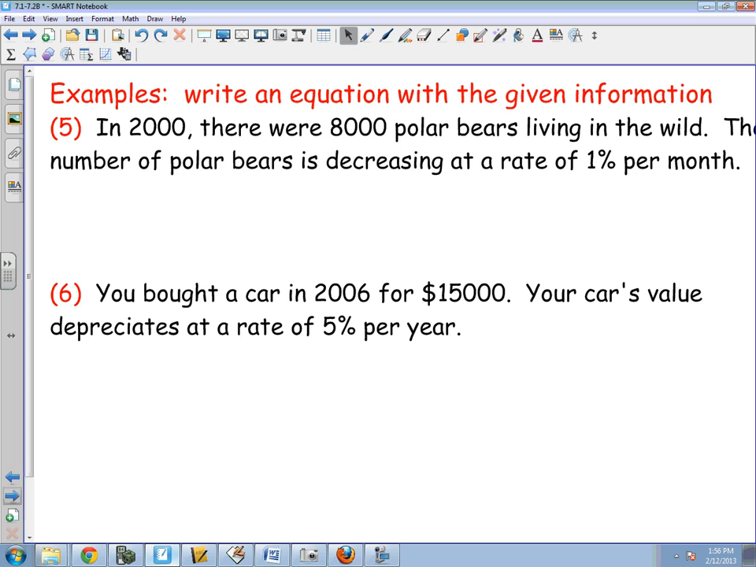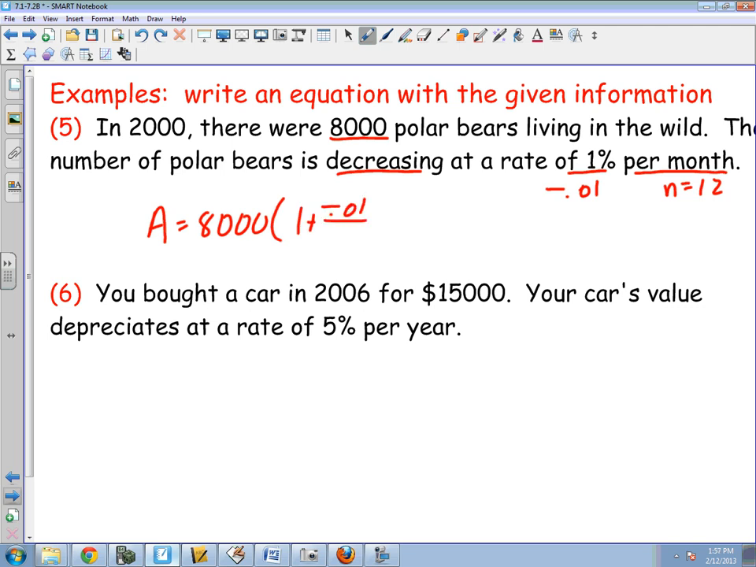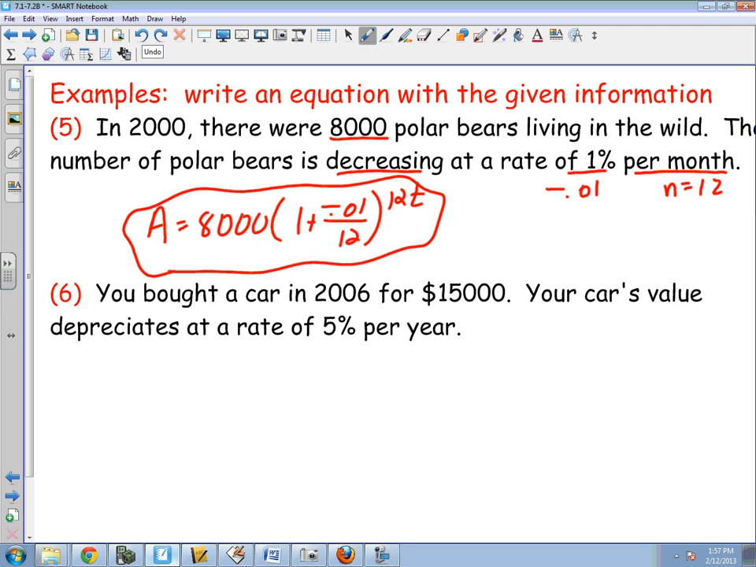In 2000, there were 8,000 polar bears, initial amount. The number of polar bears is decreasing at a rate of 1%. So that's 0.01, but it's negative because it's decreasing. And you're decreasing at a rate per month. So that just told me N is 12. So I got 8,000. So A equals 8,000 times 1 plus negative 0.01 over N to the NT. And the negative rate is simply just going to make this part inside a fraction. If that part is a fraction, that indicates decay, and that's really all we're worried about. But that's my model for that particular problem.